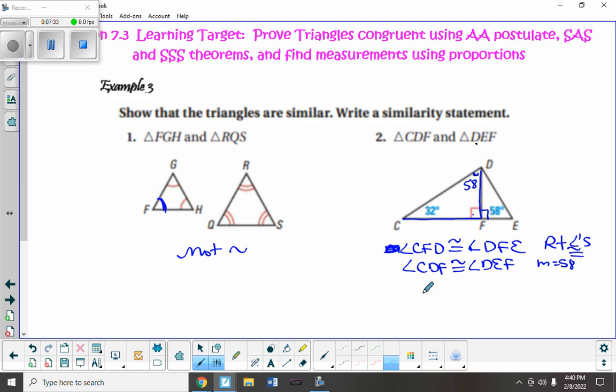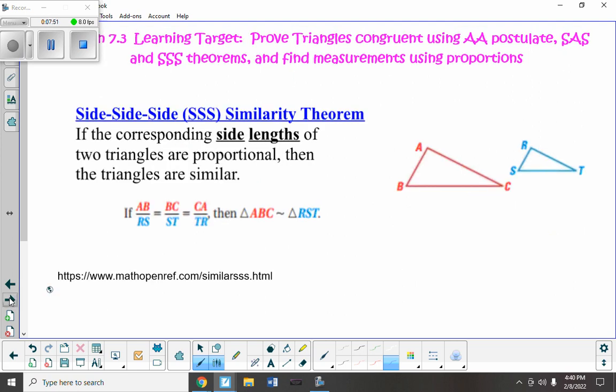So now we can say that triangle CDF is similar to triangle DEF because of the AA similarity postulate. All right, so I showed two angles are congruent, so I'm good to go. All right, the next theorem that we have is the side-side-side similarity theorem.